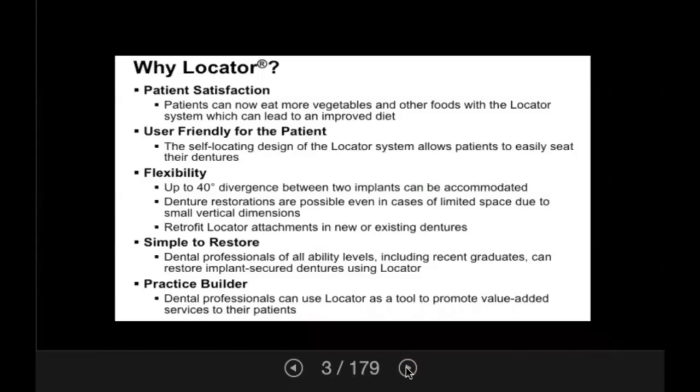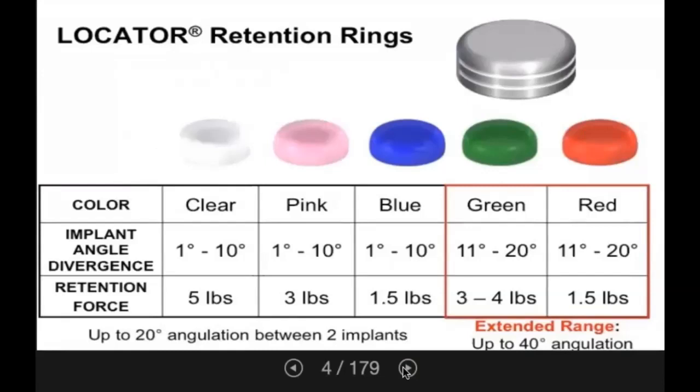Although locator abutments are advertised to allow for 40 degrees of implant divergence correction, implants should be placed with no more than 20 degrees of divergence to allow for easier patient prosthesis seating and to minimize accelerated wear and tear of the locator retention rings and locator housings. The different colors of the locator retention rings correlate to different retention forces and angulation corrections. Thus, locators are very forgiving and customizable to various clinical situations. As the locator retention rings do wear over time, it is recommended that they are evaluated and replaced annually.